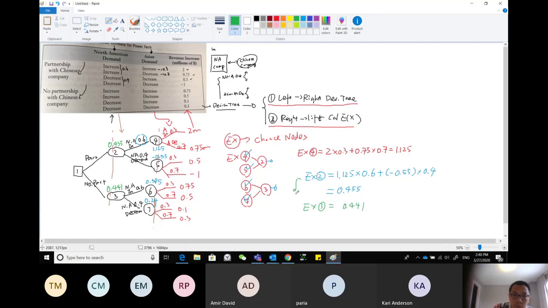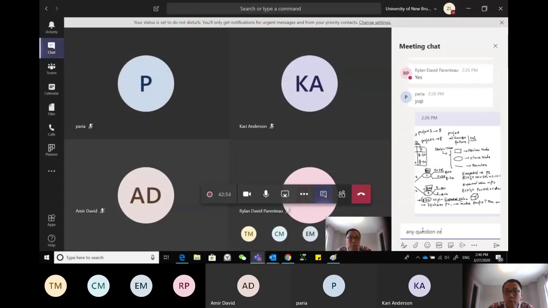So based on these two values, we will choose the partnership case, right? Because it has higher value. Okay. So basically, we'll choose this branch here. Okay, so that's how we solve these questions. Any questions? Any question or feedback?